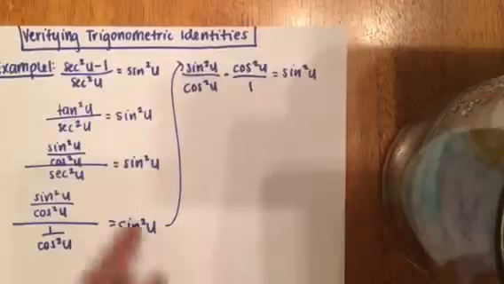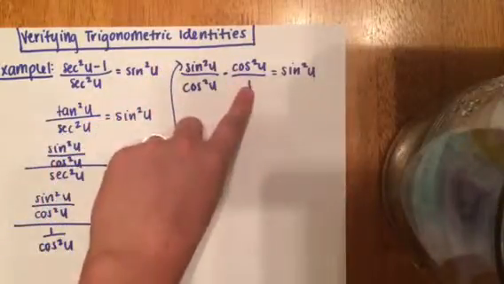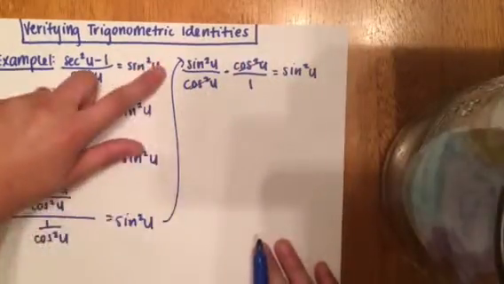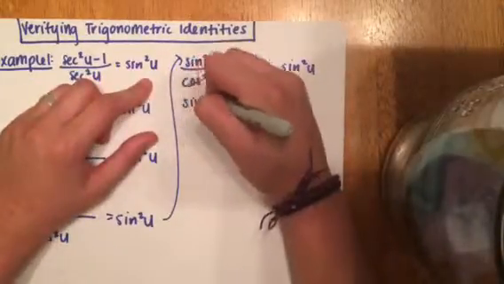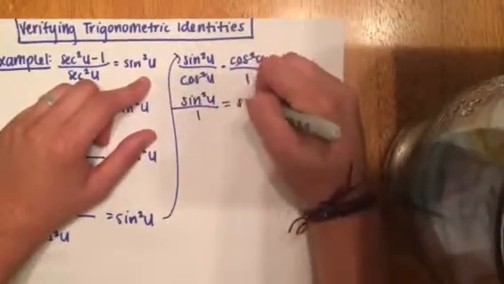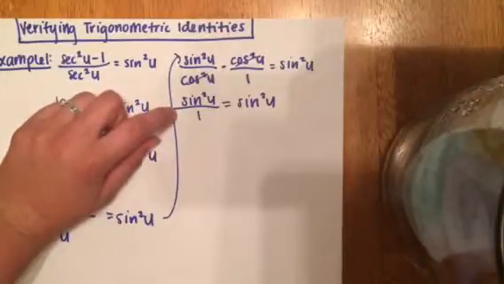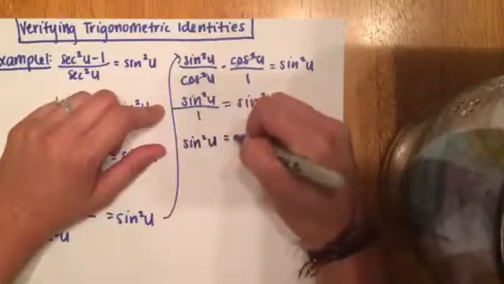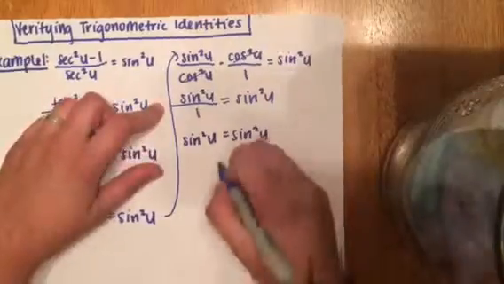So you can see that the denominator in the first fraction and the numerator in the second fraction are the same, so they cancel out. And we're left with sine squared of u over 1 times 1 over 1. And this gives us sine squared of u over 1 equals sine squared of u. And we all know that sine squared of u over 1 is the same thing as saying sine squared of u. So sine squared of u equals sine squared of u. And this identity works out.